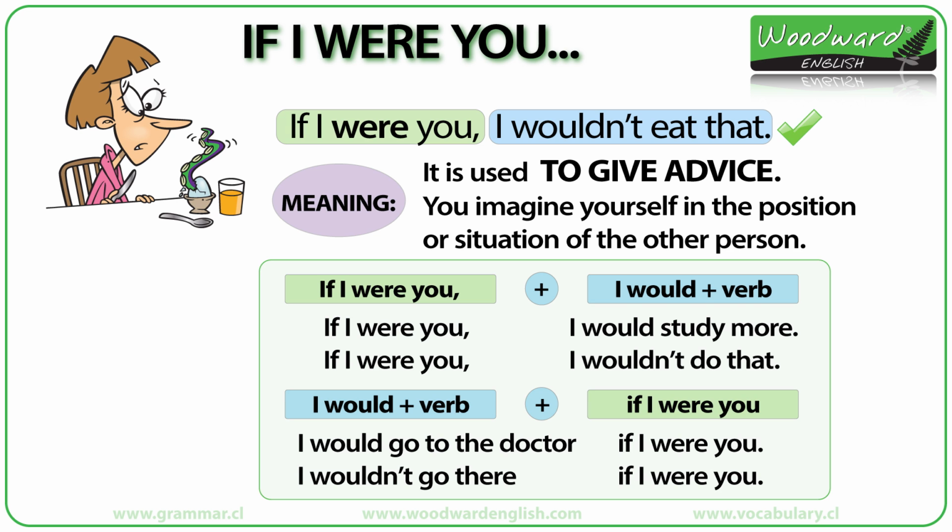You can also change the order of the sentence by starting with I would or I wouldn't, plus the verb, and then the last part of if I were you. I would go to the doctor if I were you. Notice how with this order we do not use a comma. I wouldn't go there if I were you. Notice how we can also start with the negative wouldn't.